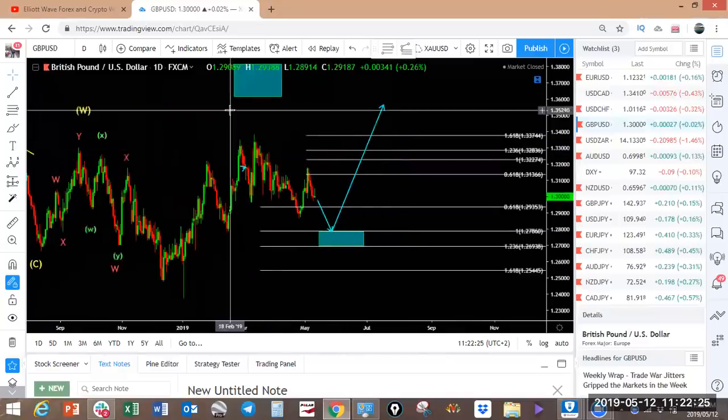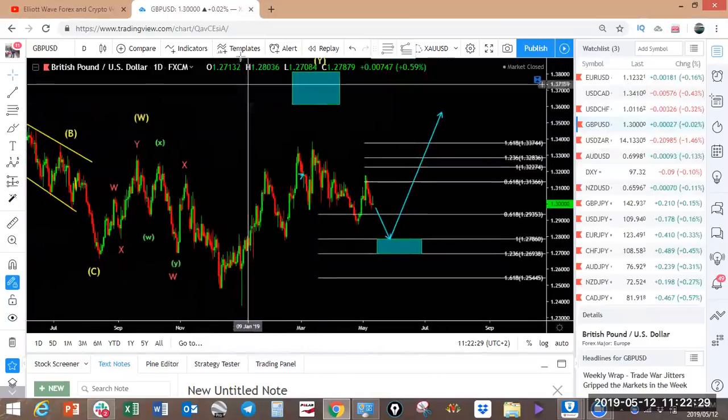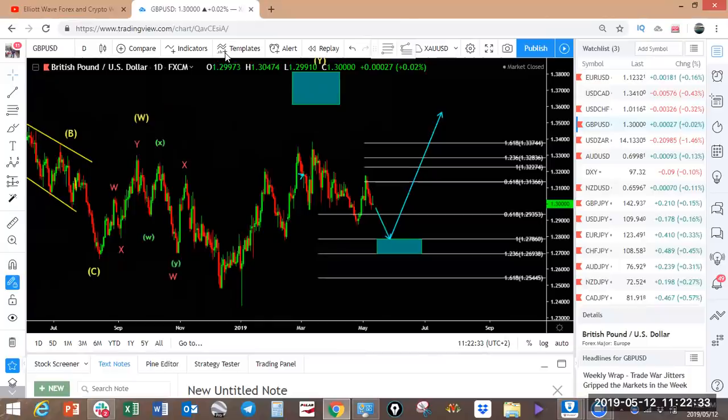But there's what looks like an AB-based pattern here. The AB-based pattern is one of the controversial patterns that Elliott has discovered. There are some who don't believe that the AB-based pattern exists. All right, so let's have a look at the two alternatives here. We'll talk a bit about the AB-based pattern.